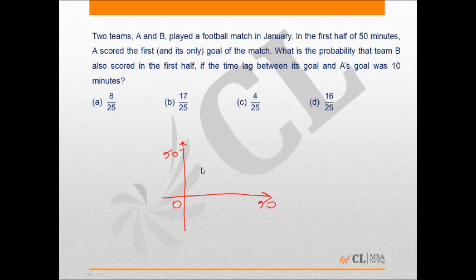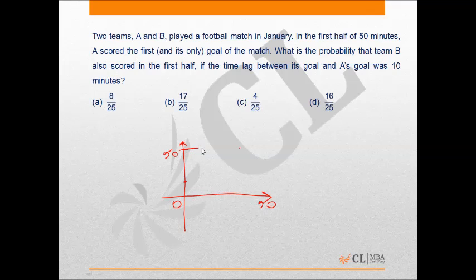Now, the favorable scenario in this case is only those time periods wherein B scores its goal in the first half, but the time difference between B's goal and A's goal is 10 minutes. Thus, the earliest that B could have scored its goal was if A scored in the very first minute, that is, in the first few seconds of the match, which would have meant that B scores in the 10th minute, and the latest could have been if A scores in the 40th minute and B scores in the 50th minute.